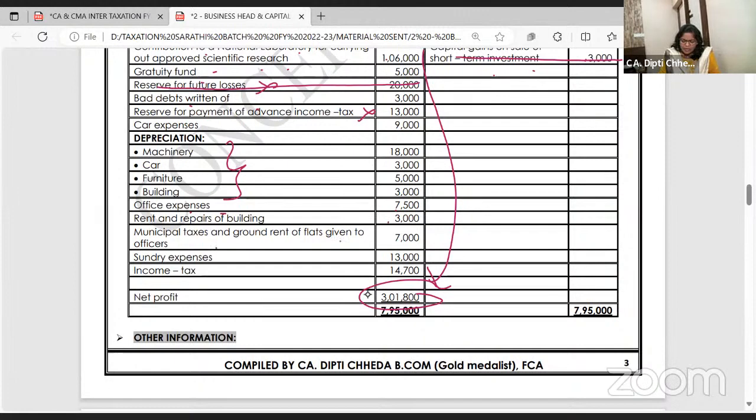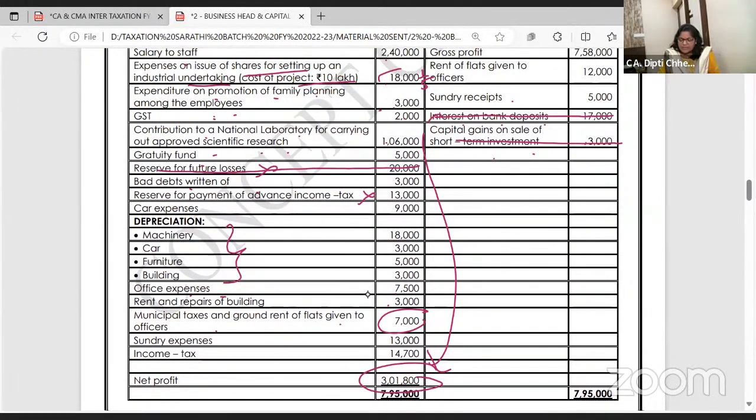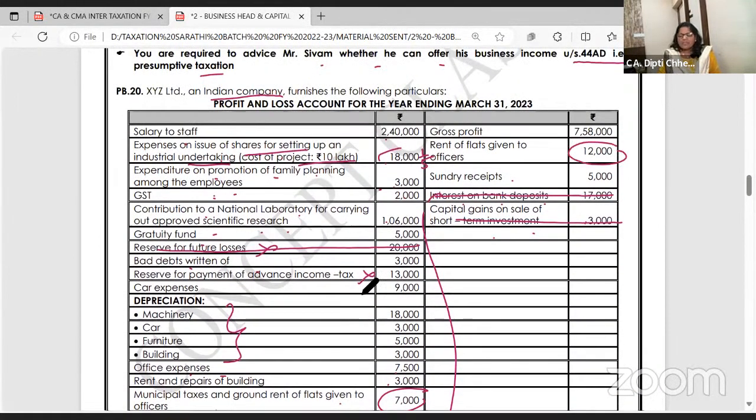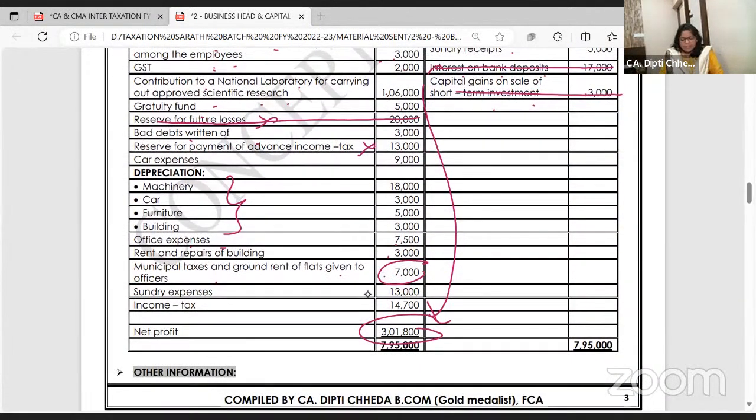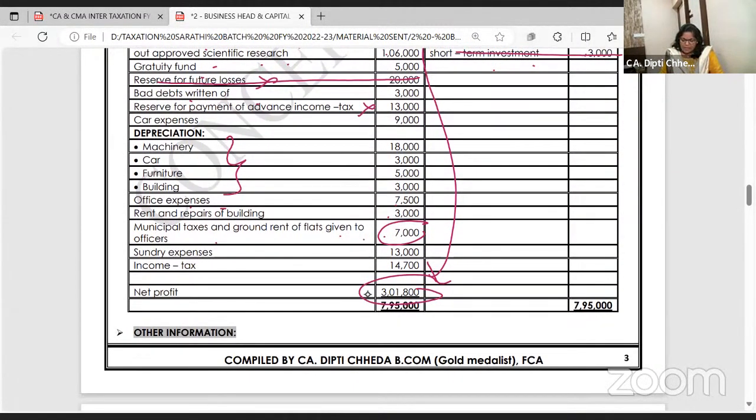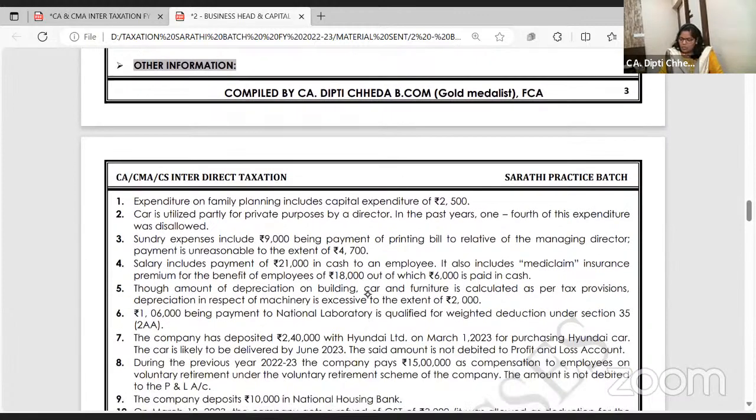Municipal tax and ground rent of the flats given. This is allowed. Because you know why? The purpose of giving the flat on rent is not to earn income. It's the convenience, employees can stay nearby to office. तो वो जो building है वो किसको belong करती है? Company को. तो company is maintaining that building. So it's allowed as business expense. You won't take it in house property. Income tax is not allowed. Advance tax is not allowed. Sundry expense allowed. Now go to adjustment.